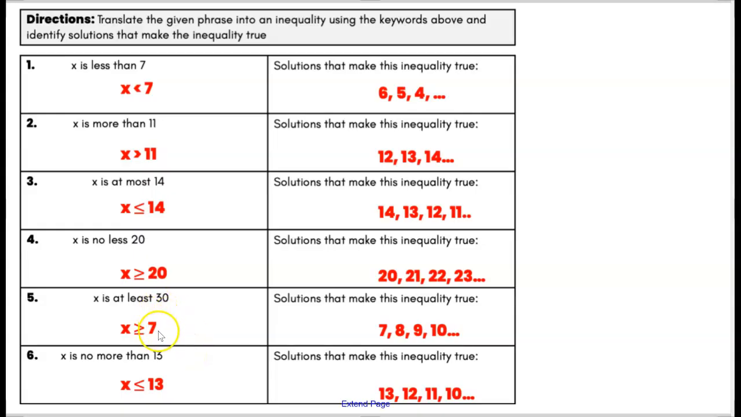Now, I don't know why they put 7 when it says at least 30, but evidently it was supposed to be 30. But if you put 30 and then said 31, 32, 33, that's correct because they have 30 here, but for some reason they put 7. And this one, x is no more than 13, which means x is less than or equal to 13. Okay, so it's 13, 12, 11, and 10.